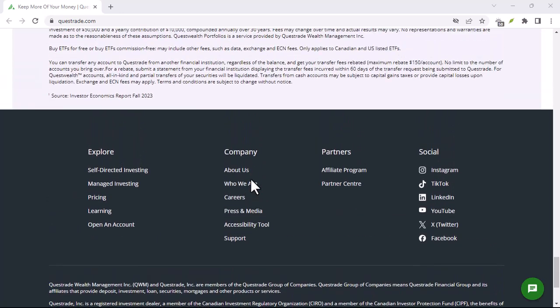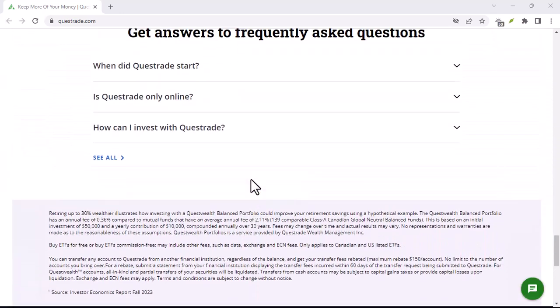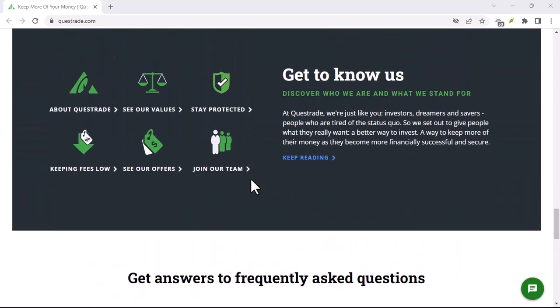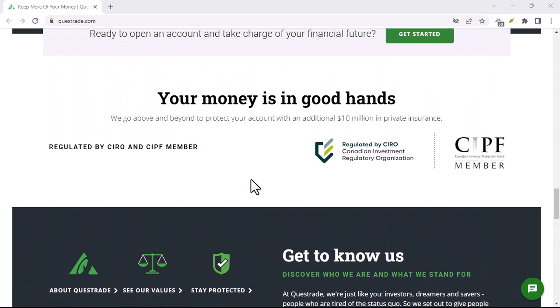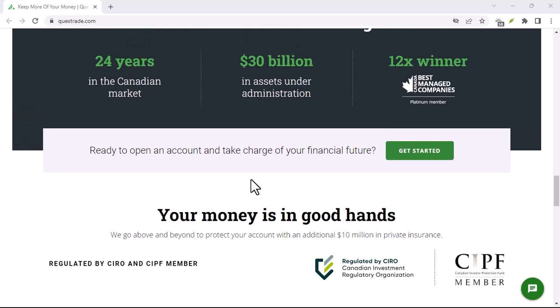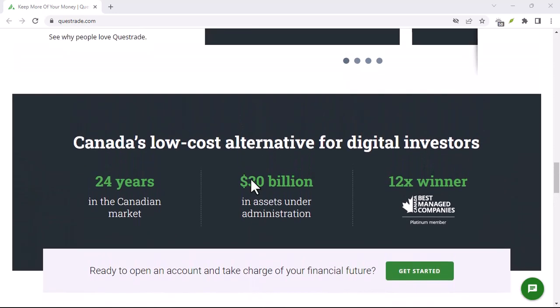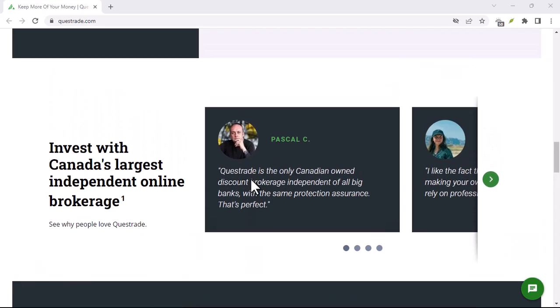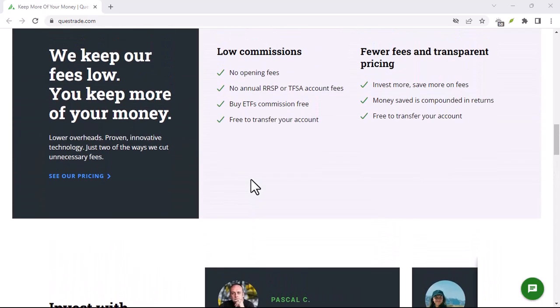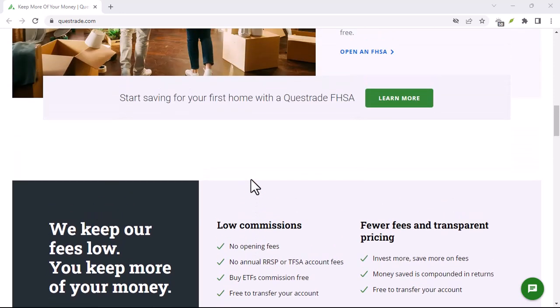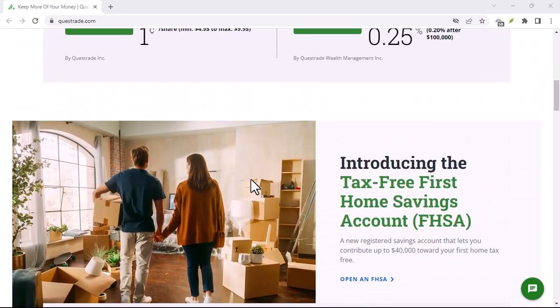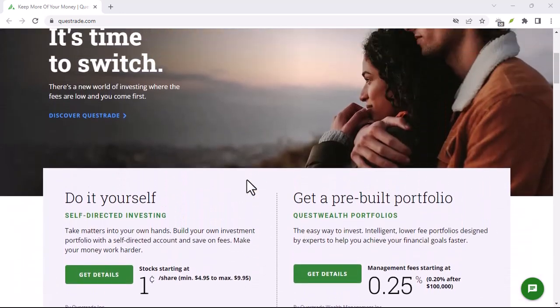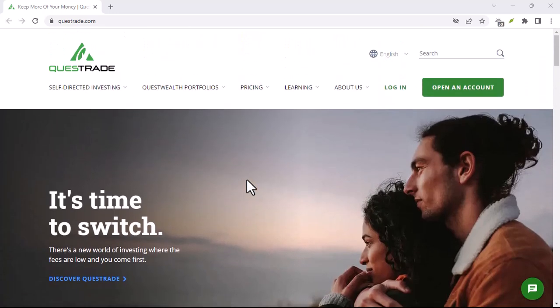Important things to remember. There are a few key things to keep in mind when depositing USD into Questrade. Currency conversion. While you can hold USD in your Questrade account, all trades are ultimately settled in CAD. This means there will be a conversion involved when you buy or sell securities. Questrade offers competitive foreign exchange rates, but it's still something to be aware of.